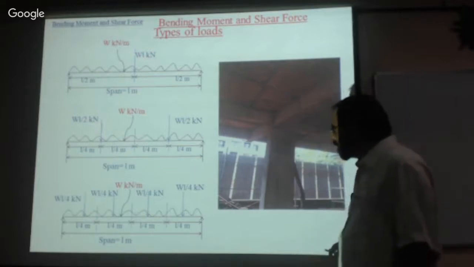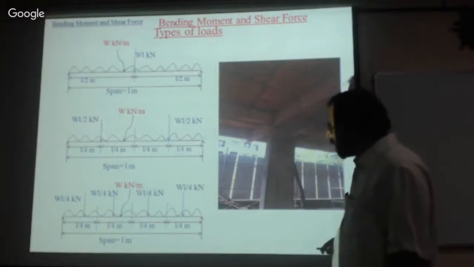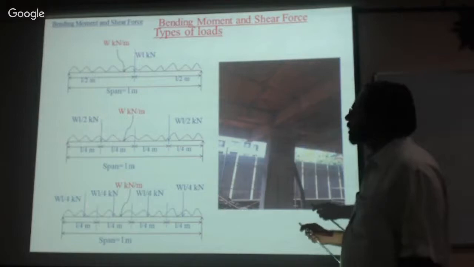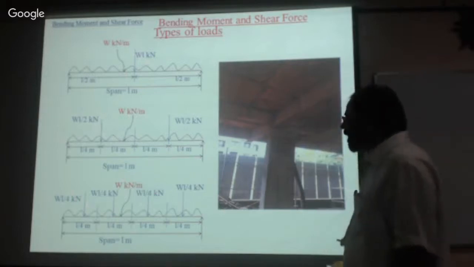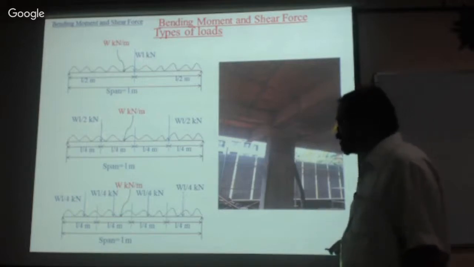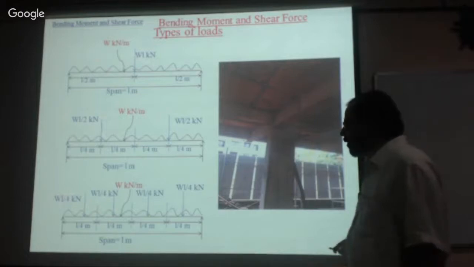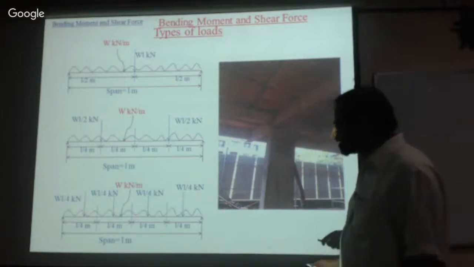Similarly, I have converted this W kilonewton UDL into four point loads. When I divide this WL into four parts, it becomes WL by 4 kilonewton, WL by 4 kilonewton, there are four parts. Now divide the beam into four parts, and it is assumed that each load is acting at the center of its part.